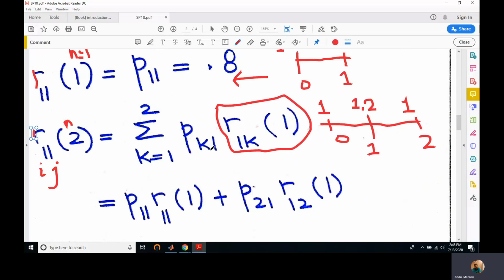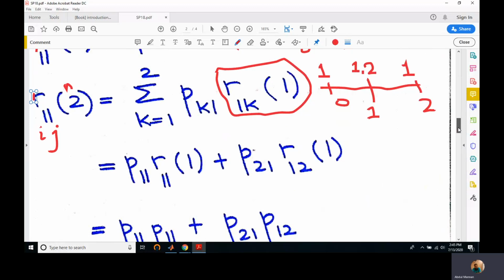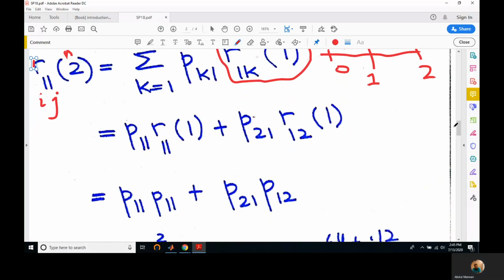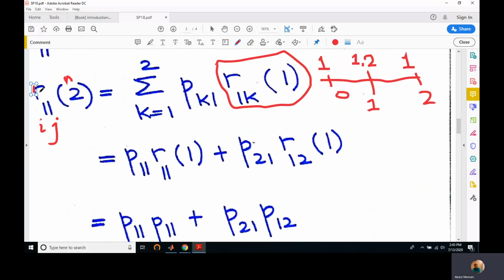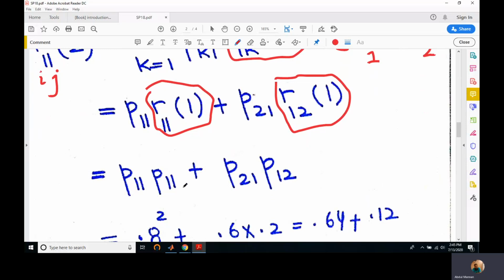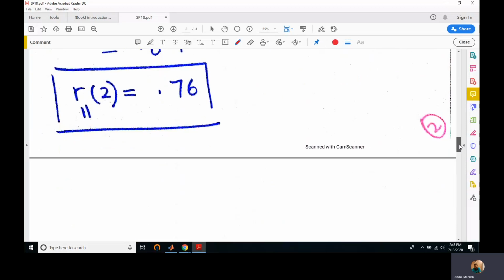And when we put both values of k, we reach an expression where, while computing R11 of 2, we need R11 of 1 and R12 of 1. So for one lesser value of n, we need these two values. We must have these two values before we compute R11 for time step 2. And we know that R11 of 1 is P11, because the recursive formula is defined for n greater than 1.